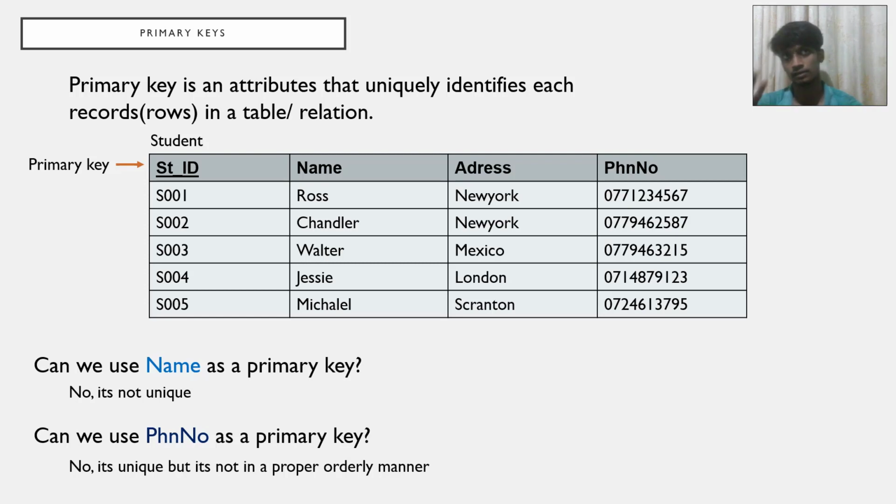And there are some other attributes also. Let's say NIC and driver ID. Those are also unique, but they are not in an orderly manner. So we can use those types of attributes as a primary key, but it is not a good way to initialize a primary key. So always remember, when you are initializing a primary key, that particular attribute should be in an orderly manner and it should be unique. And that's about primary key.